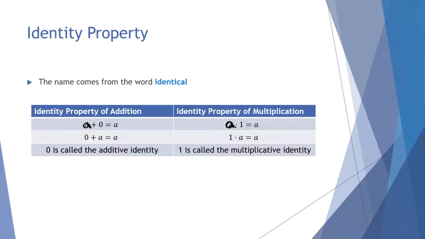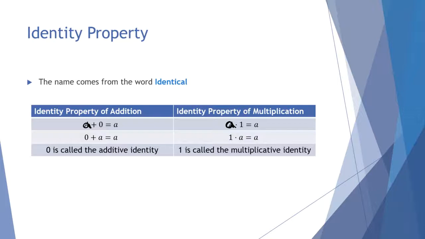The identity property of multiplication is similar, but you're multiplying. So a times 1 is a. 1 times a gets you a. Multiplying by 1 doesn't change anything. Your answer is identical to what it was. So 1 is called the multiplicative identity.